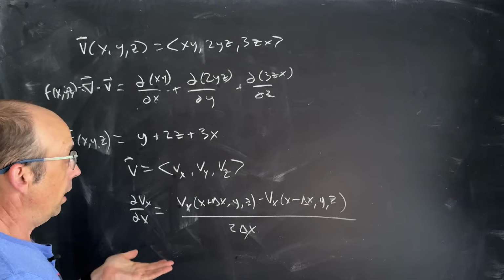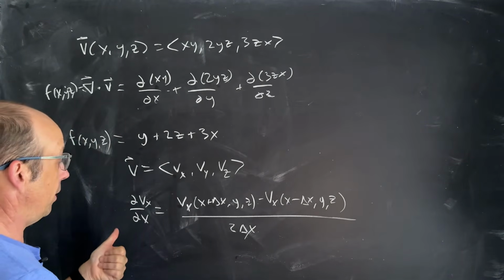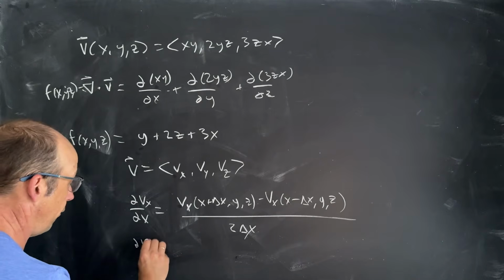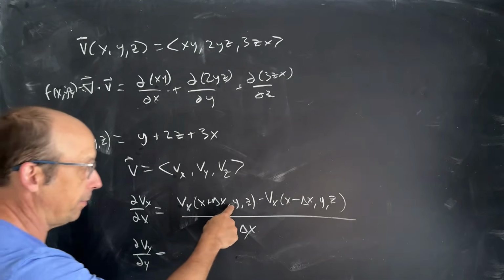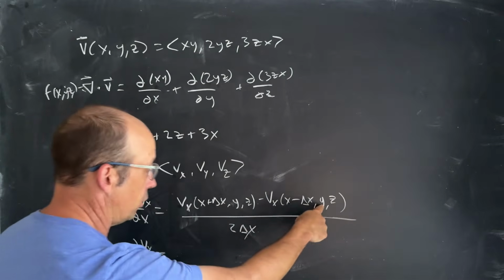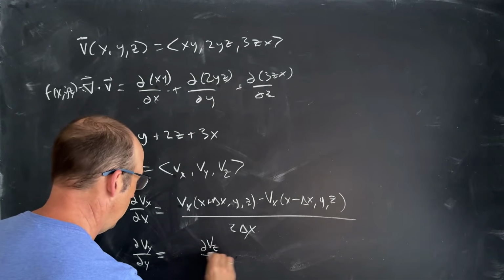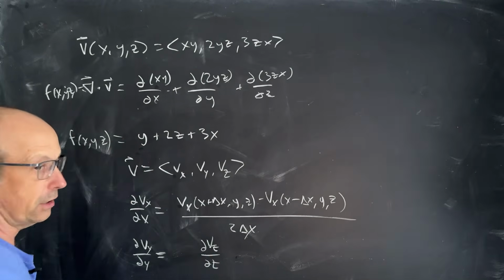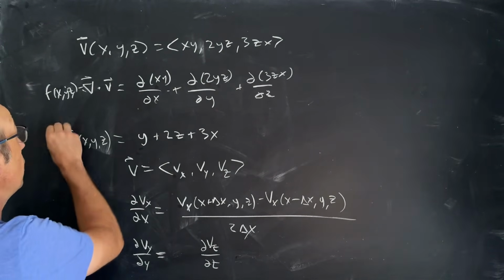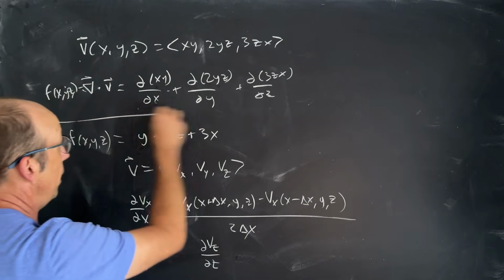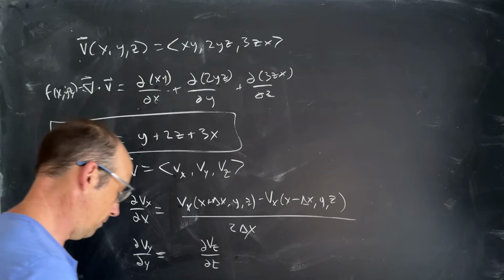Okay, so now I need to do the same thing for the y direction. I need the same thing for the z direction. So I'm going to do the partial of vy with respect to y, and I'm going to do the same kind of thing, except now I'm going to change y. And then I'm going to do the partial of vz with respect to z, and then I'm going to change z. So let's do this in Python. It will be fun. We can then use this function and compare it to this value. So I can put in different values and see if I get the same thing.